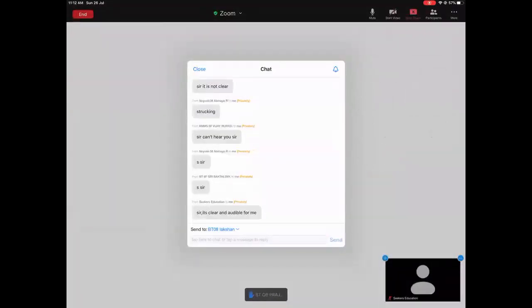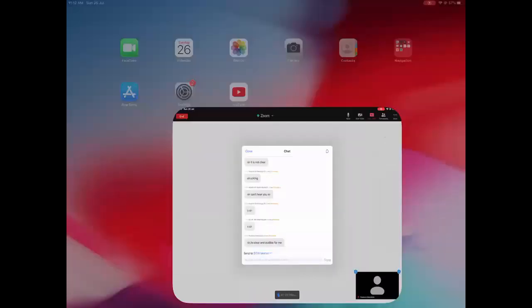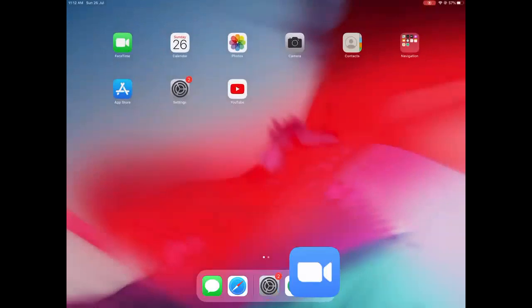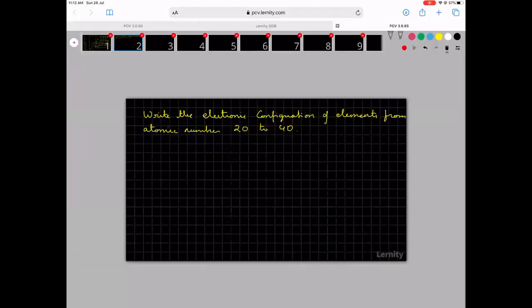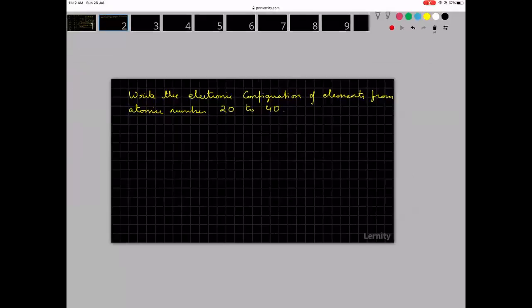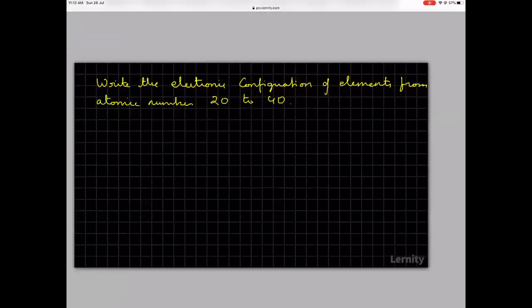Yes, it's clear and audible for me. Okay, now it should be better for everyone. So I'll teach you how to write this electronic configuration for elements from 20 to 40. I know we have done it. Don't worry about it. We will do it again so that we learn it perfectly. So we write the name of the element and then we start working from there. After atomic number 20, we will start from 20 and I will explain to you again.